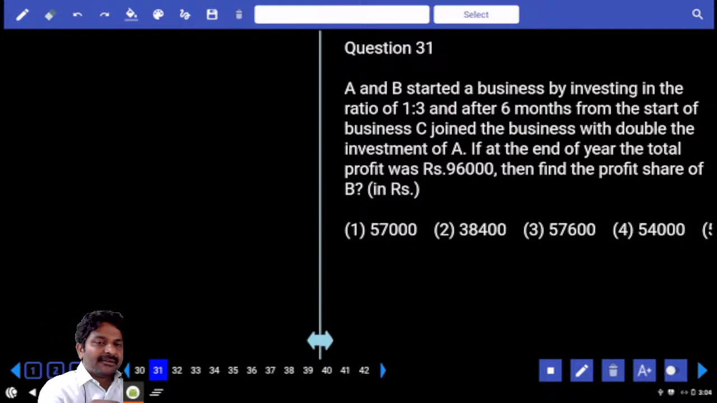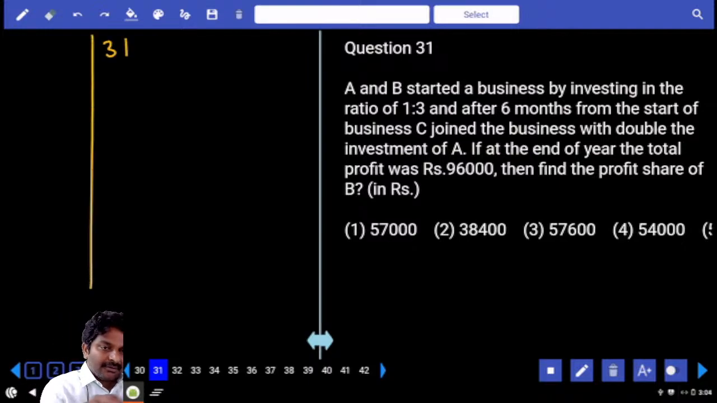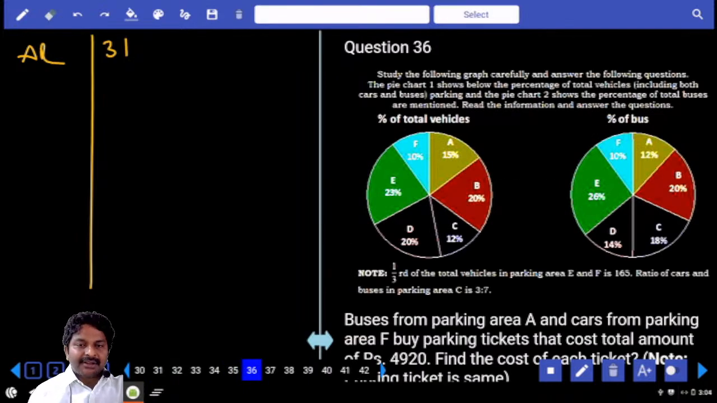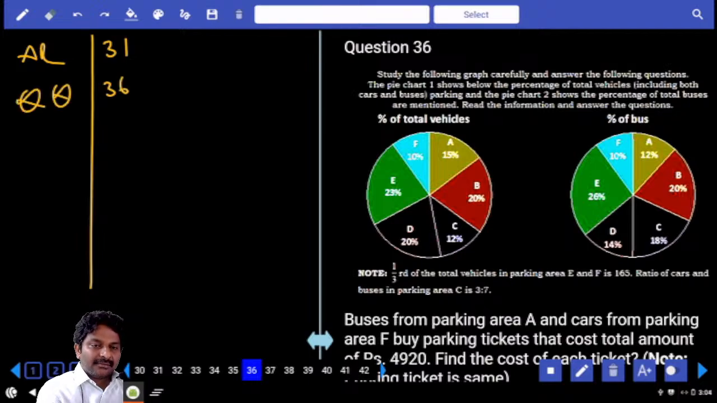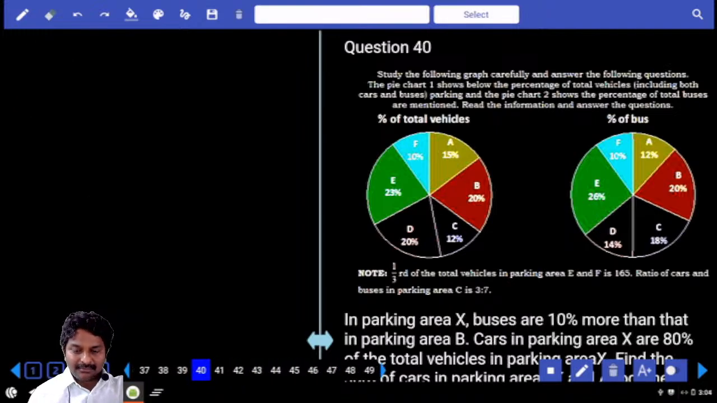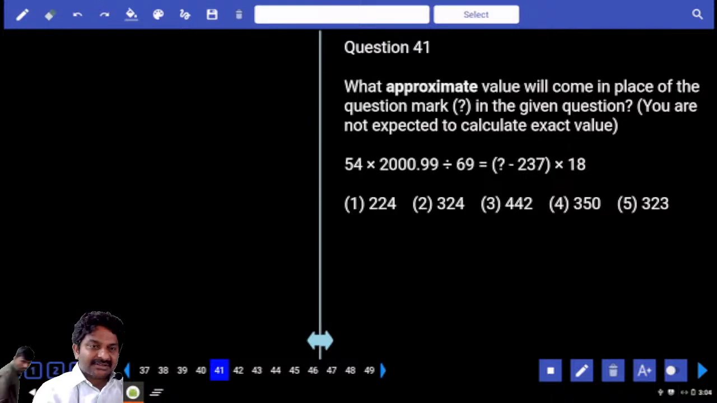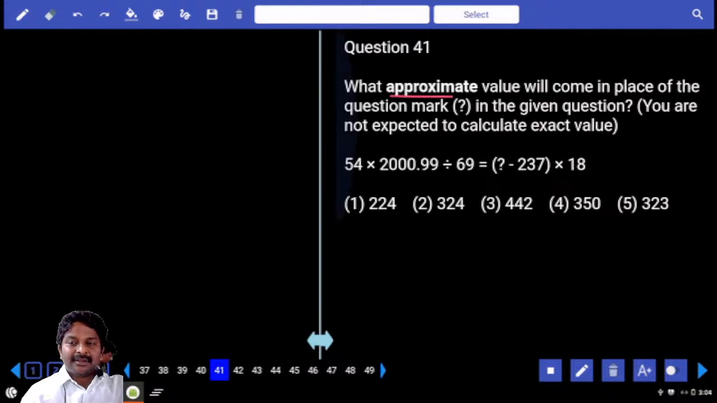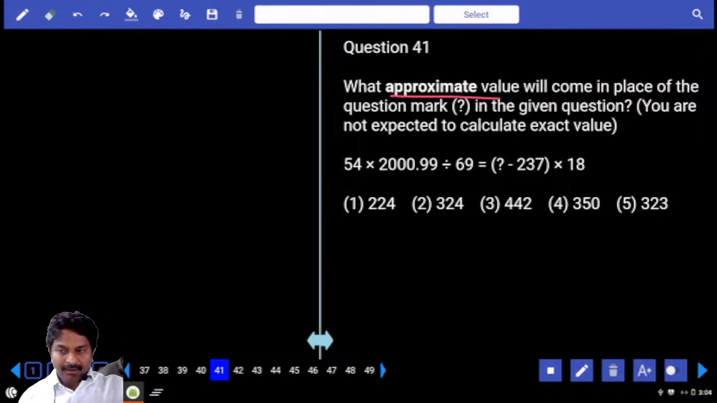Right, question number 31 onwards. We have arithmetic questions. Right, 36 onwards. Double pie chart. Shall we do it or hold? Better to hold. Don't start with this. Now start with approximations. Come on.